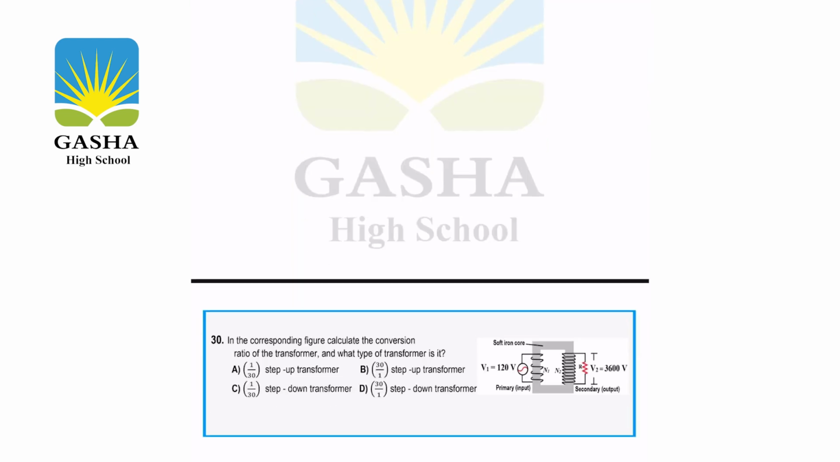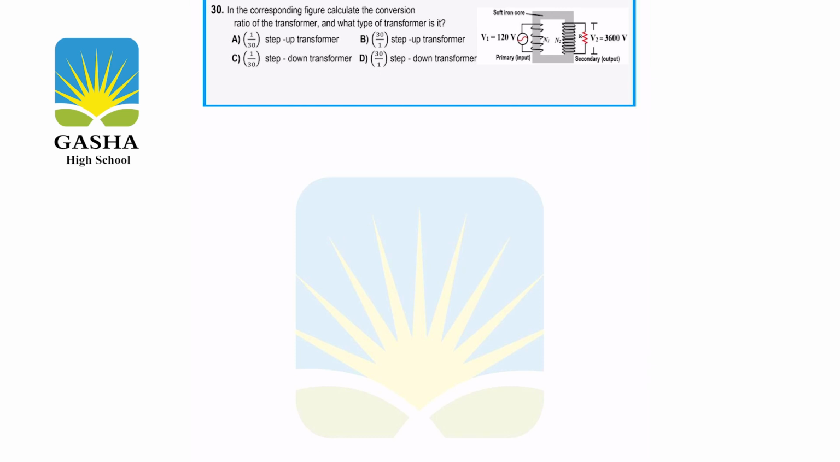Let's move on to question 30. In question 30, here we have a transformer, we have input potential difference, and we have output potential difference. The question says, in the corresponding figure, calculate the conversion ratio of the transformer. And what type of transformer is this?